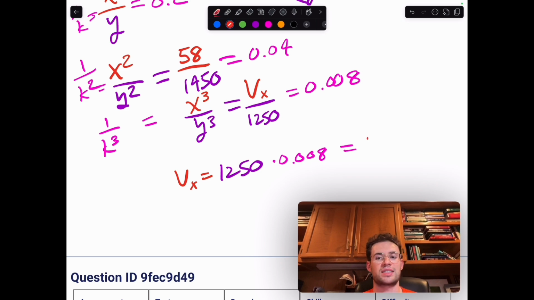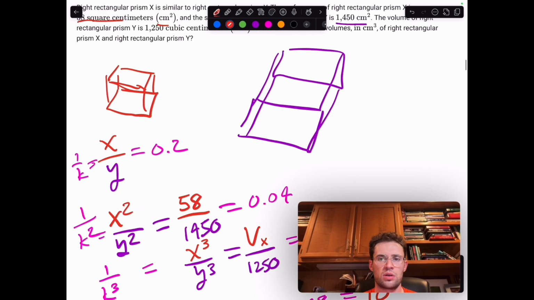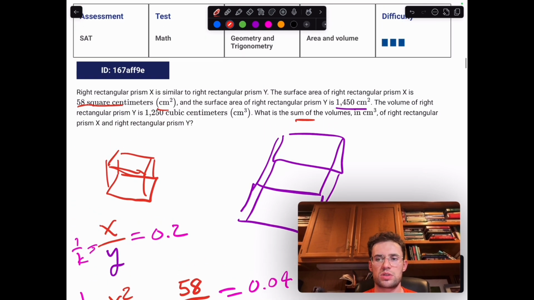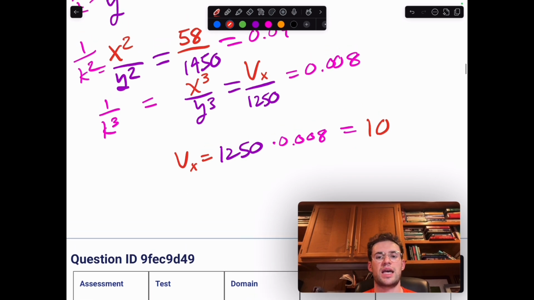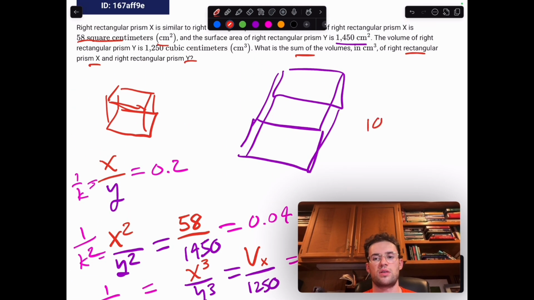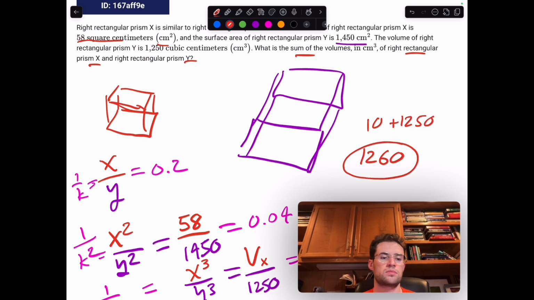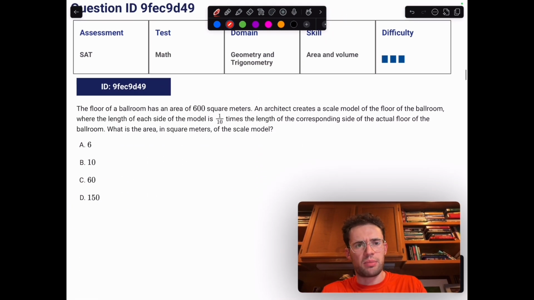So the volume of X is 10, and then what do they want? The sum of the two volumes? What is the sum of the volumes of X and Y? Well, if X is 10 and Y is 1250, then you just do 10 plus 1250, which is equal to 1260. So this one, even though I just said I think most of the scale factor ones have to do with area, did relate it to volume as well. But yeah, it seems like scale factor is a big concept in the SAT.